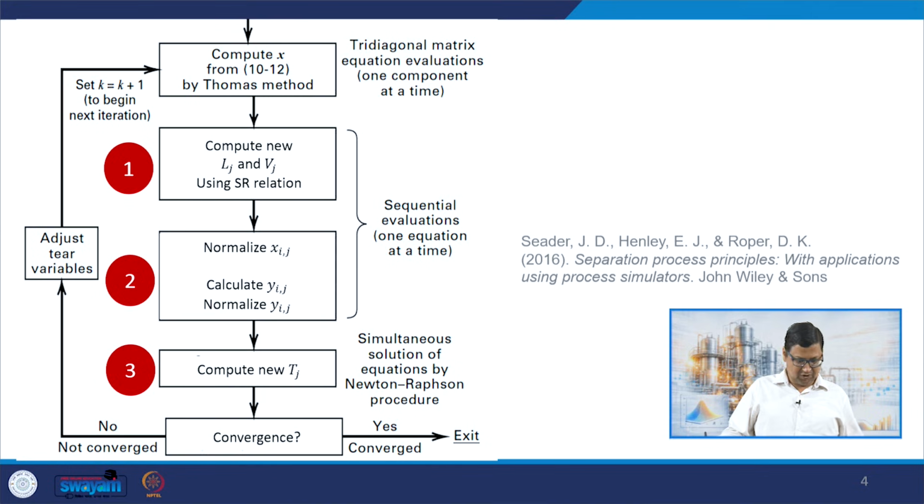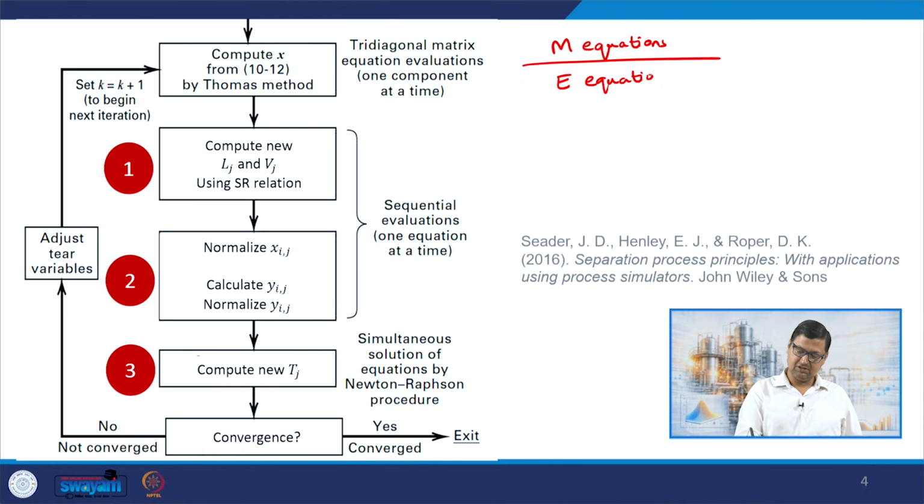And what we do in the main loop is the following. We already discussed in the last class that the M equations are combined with the E equations; we use the E equations to eliminate the y from the M equations. So we use yi is equal to ki xi and put it in the M equation.